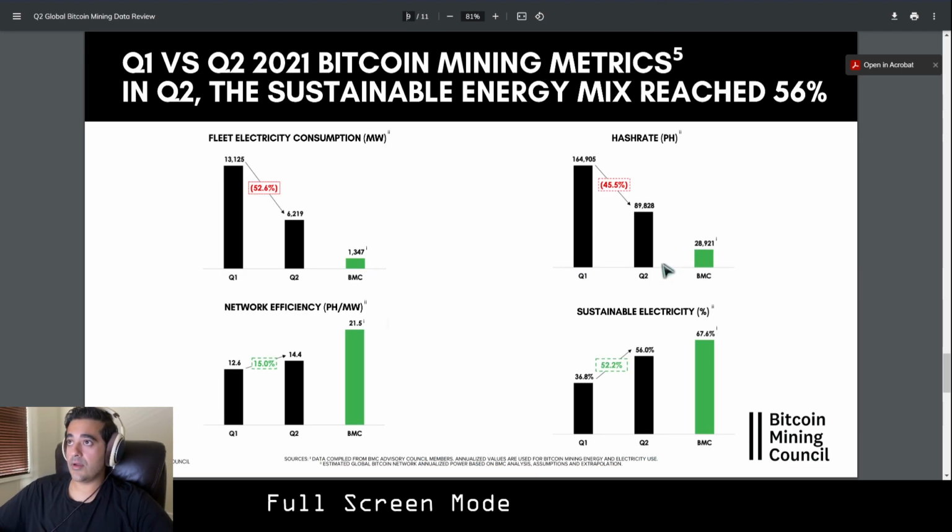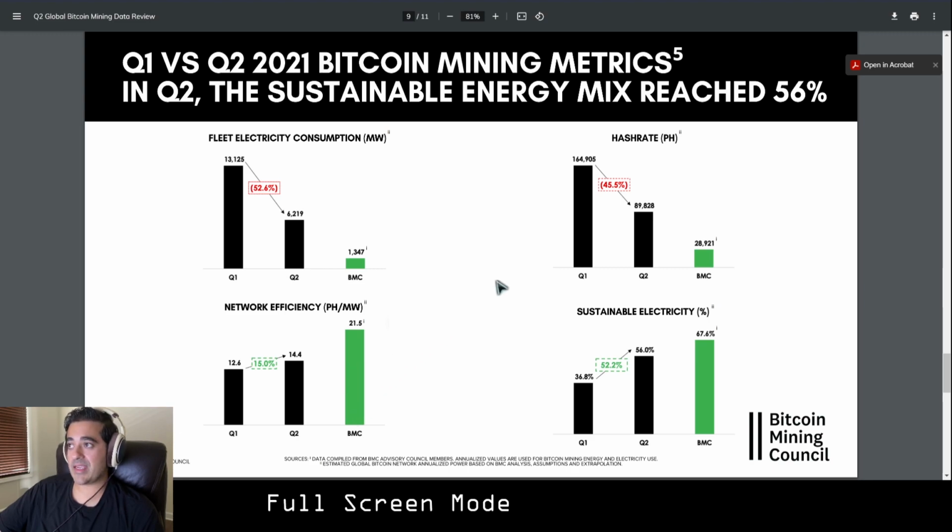All right, we are on slide number 9. Okay, so this one here tells us the metrics of sustainable energy use. So the main thing that I want to show you here is hash rate. So we see that the hash rate has dropped significantly. That's how much the Bitcoin Mining Council is using. We see network efficiency at the same time has been increasing.